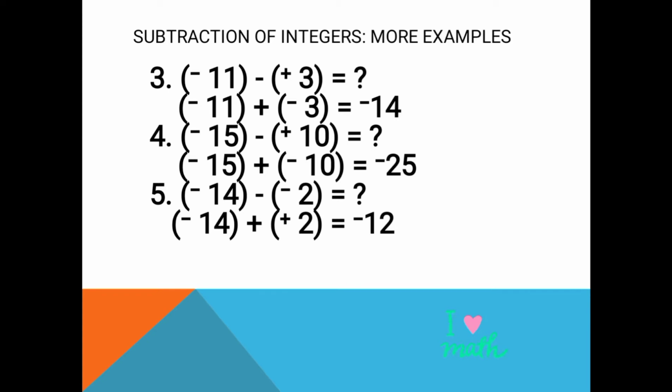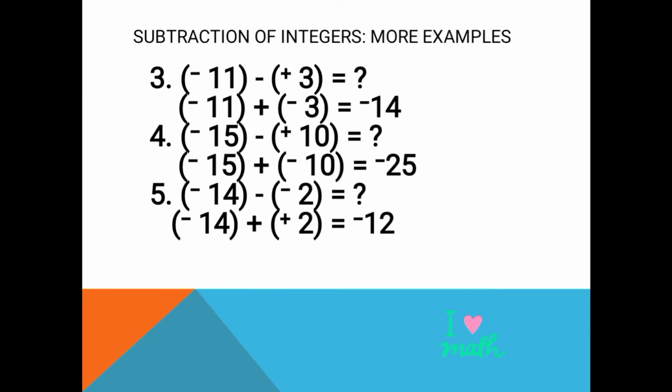Next, number 3 examples. Negative 11 minus positive 3. Copy the first term, negative 11. Change the operation. Minus will become plus. Change the sign of the subtrahend. Positive 3 is now negative 3. So negative 11 plus negative 3 is equal to negative 14. The same sign, add the numbers and copy the sign.